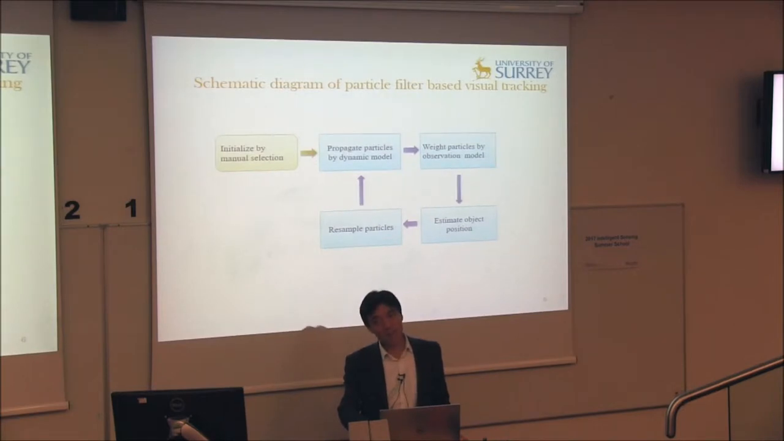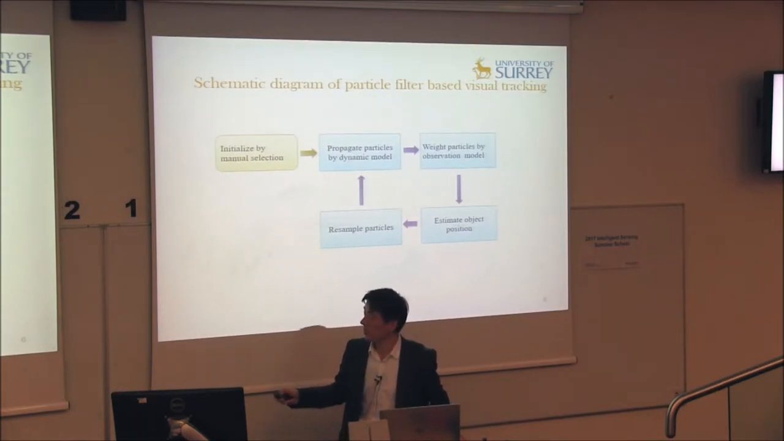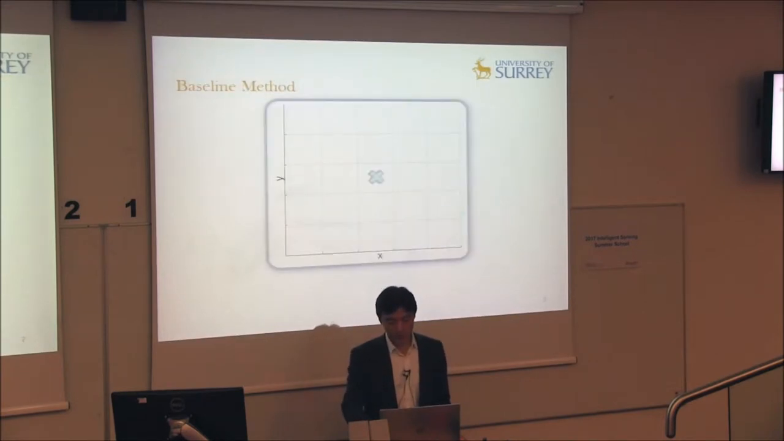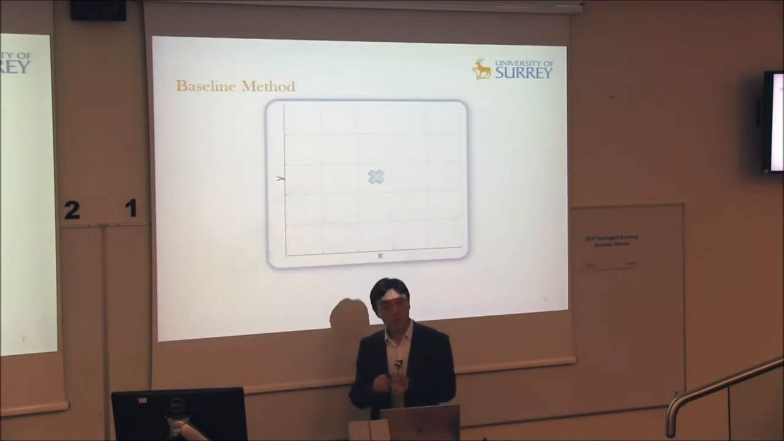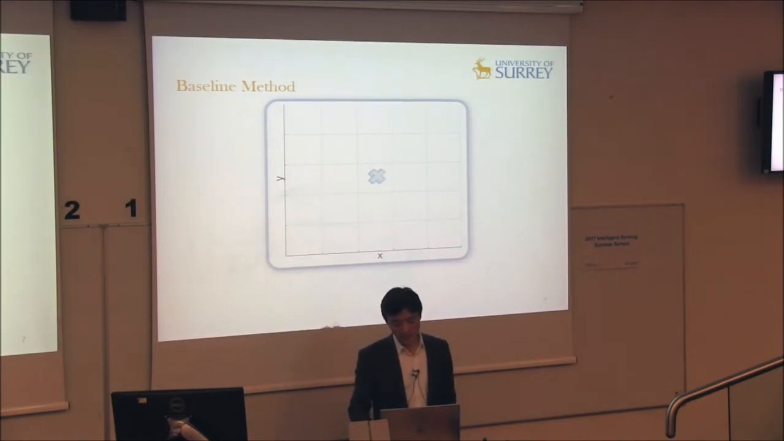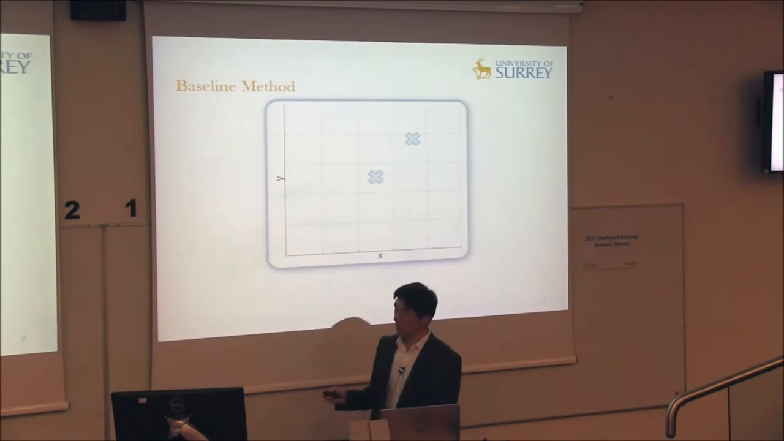And after this, you can estimate the position, followed by the estimated position, you can resample the particles. The resampling is basically to remove some small weights and at the same time to resample, to duplicate the large weights. This is the animation to explain the idea.